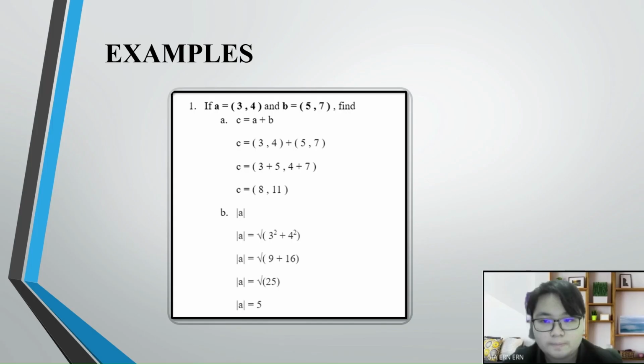Thank you. My part next is example 1. This is my example. If A equals 3, 4 and B equals 5, 7, find C equal to A plus B. This is the answer. And B is find the modulus of A, and this is the answer of the modulus of A. Okay, thank you.